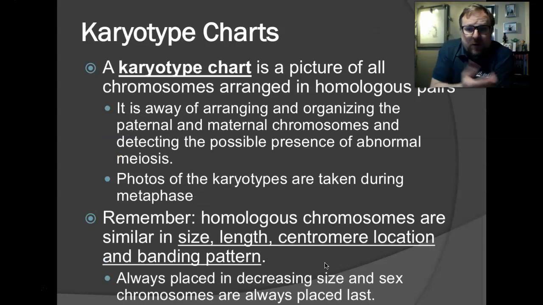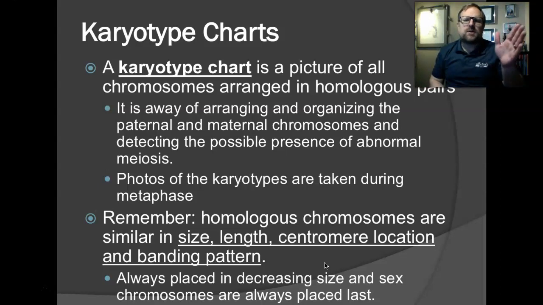So speaking of karyotypes, this is how we would often determine if an individual is monosomic or trisomic, if nondisjunction had occurred at any point in the production of their gametes. We do this by creating what's called a karyotype chart. It's basically a picture of all the chromosomes arranged in homologous pairs. They arrange the chromosomes from the longest chromosome down to the shortest, always putting the sex chromosomes at the very end, pair number 23.